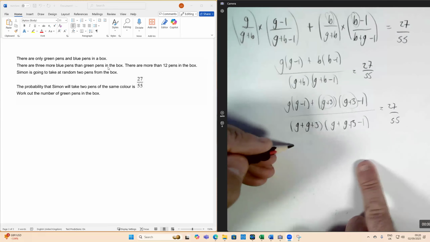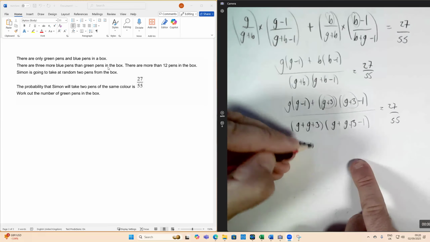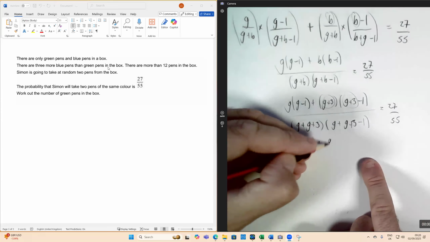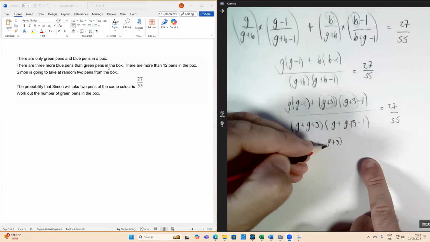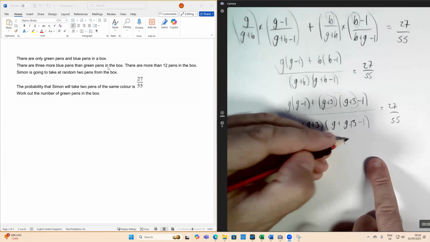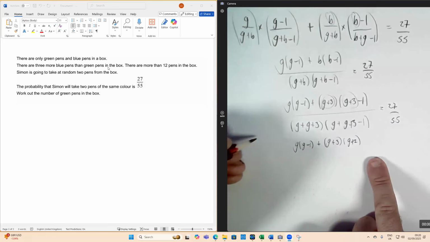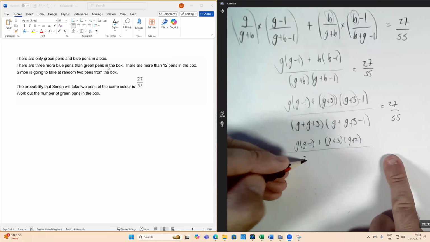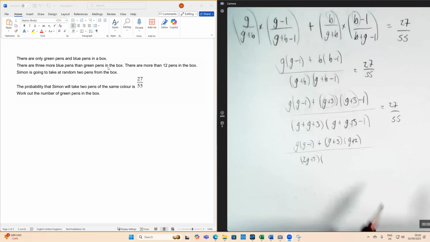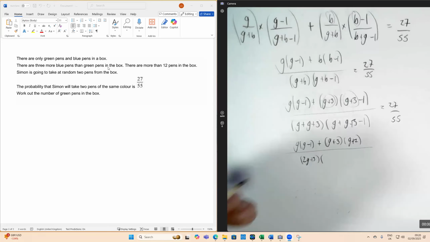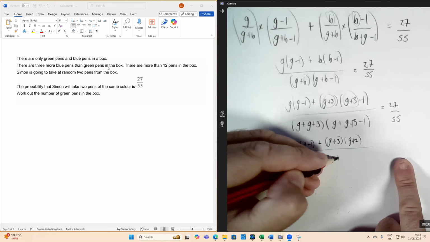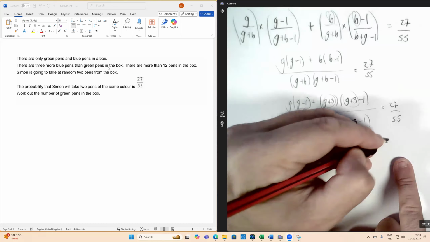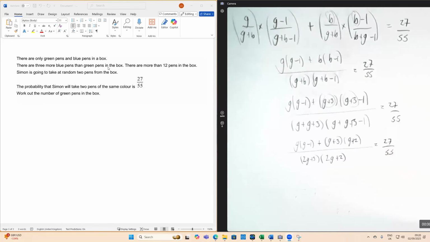Okay, what's this going to go to? That's going to still be G times G minus 1. And then we're going to have still G plus 3 there. And then the next one's going to be G plus 2. And that's all going to be over G plus 3, which is 2G plus 3. And then over here, we've got G plus G, which is 2G, and we've got 3 take away 1, which is 2G plus 2. So 2G plus 2 is equal to 27 over 55.